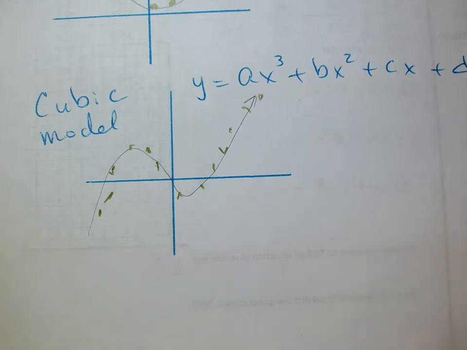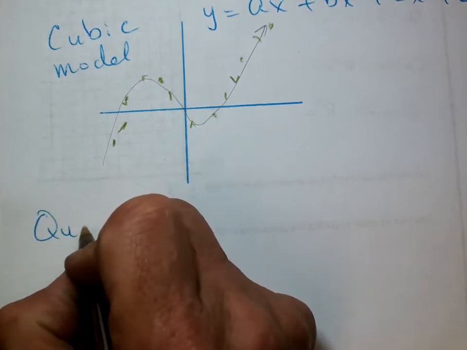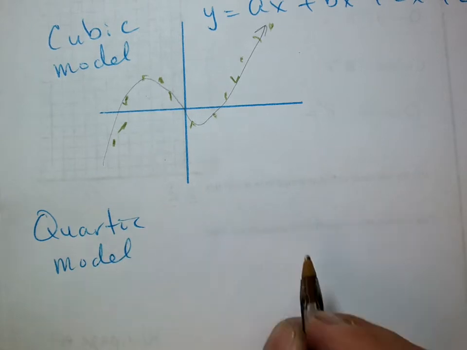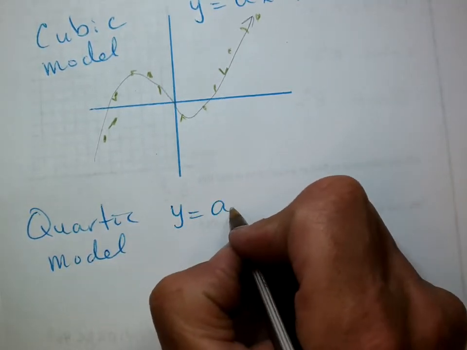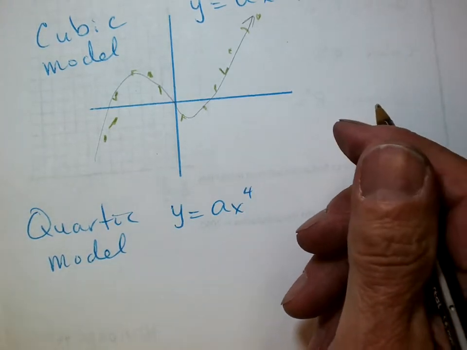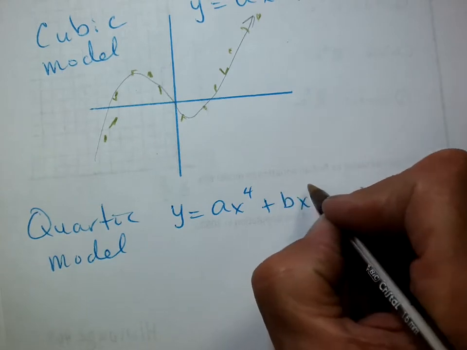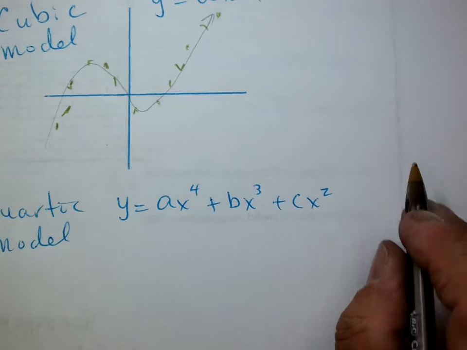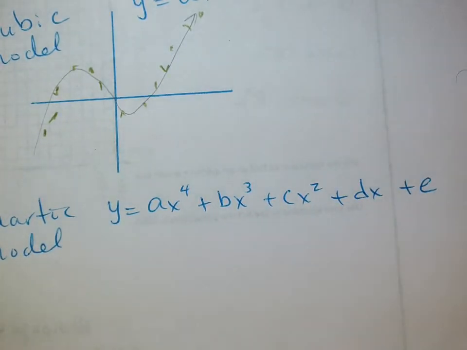Okay, the fourth one we're going to do is the quartic. Quartic model. And the quartic model would be some y equals some ax to the fourth. Quartic means fourth power, okay? Plus some bx cubed plus cx squared plus dx plus e. And I'm just using the letters. All these letters just represent numbers, okay?